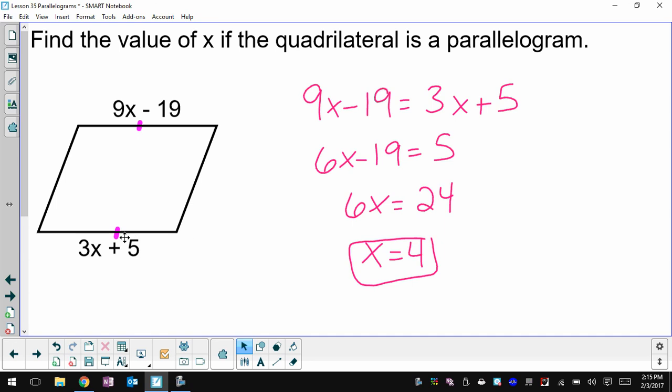So if I wanted to, I could plug back in here. 3 times 4 gives me 12. Plus 5 is 17. So each of these sides is 17 long.